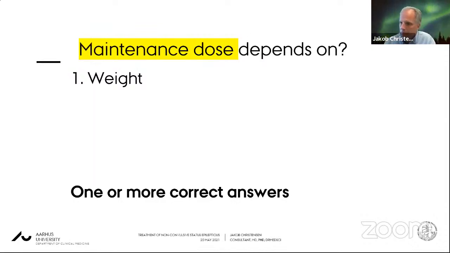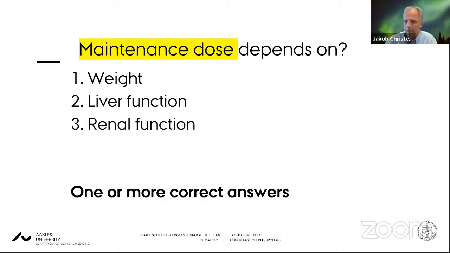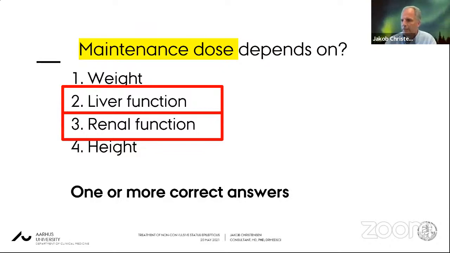Then, once you've administered the loading dose, you need to determine the maintenance dose. Does this depend on the weight, the liver function, the renal function, or the height? Well, it is actually the liver function or the renal function, depending on the metabolism of that drug. So, for example, if it's levetiracetam, which is only excreted via the kidneys, the maintenance dose will depend on the renal function. But the loading dose does not depend on the renal function, not even for levetiracetam.